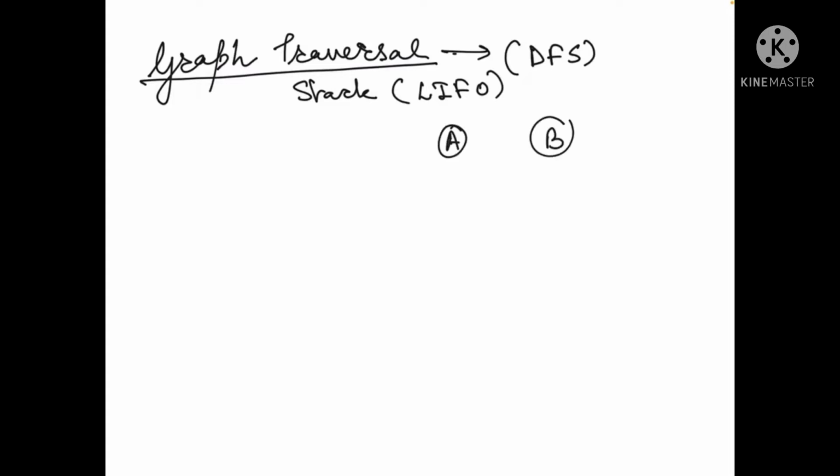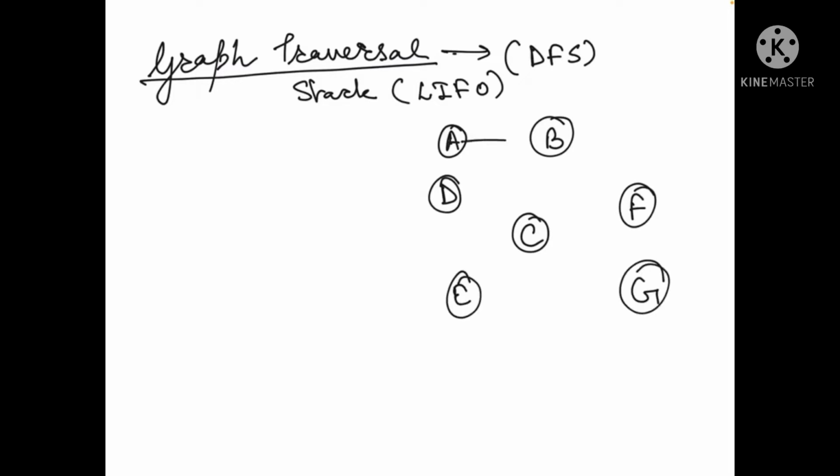That is like A, B, then maybe I'll say D. Then I have C, I have F, E and G. That's how it is. Let me reconnect all of them. It is like this, it is like this. Maybe I'll put it like this. And here I go. All right, so let us begin.